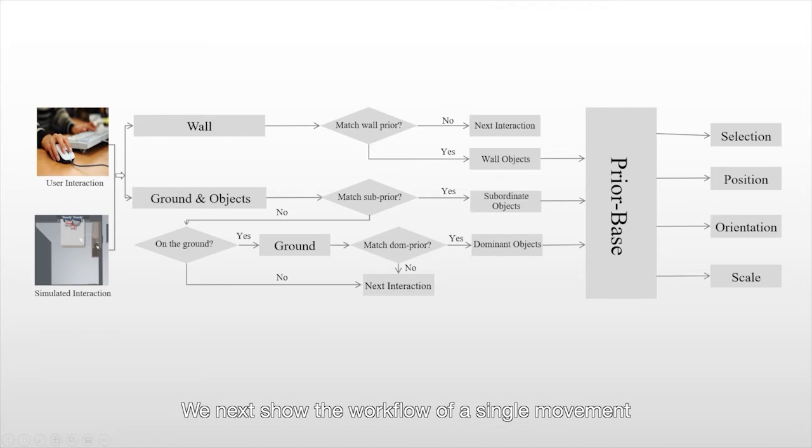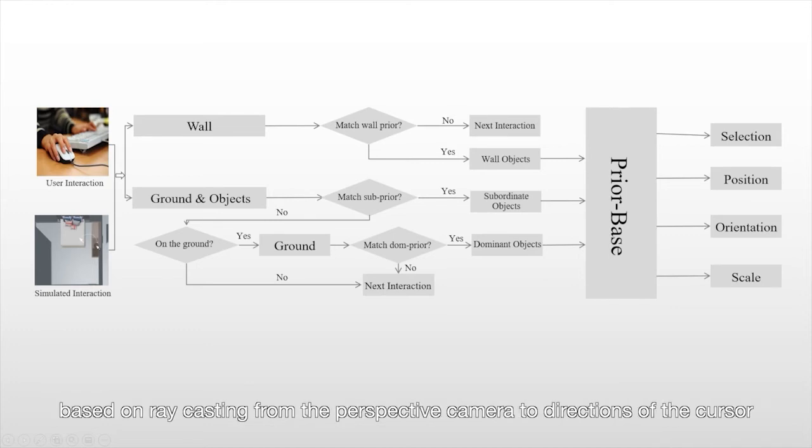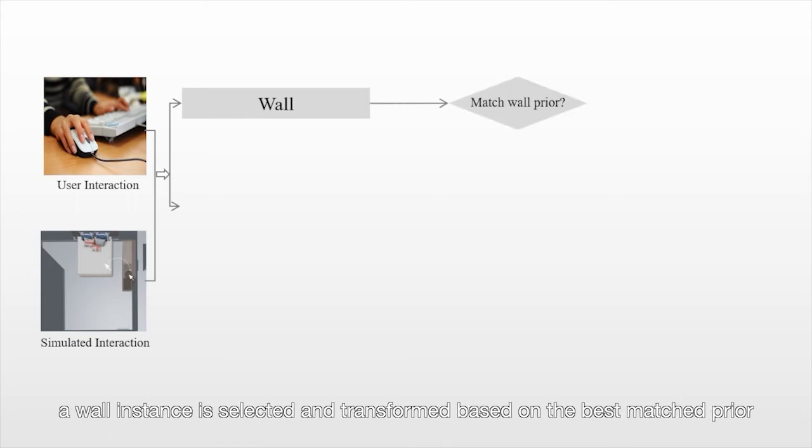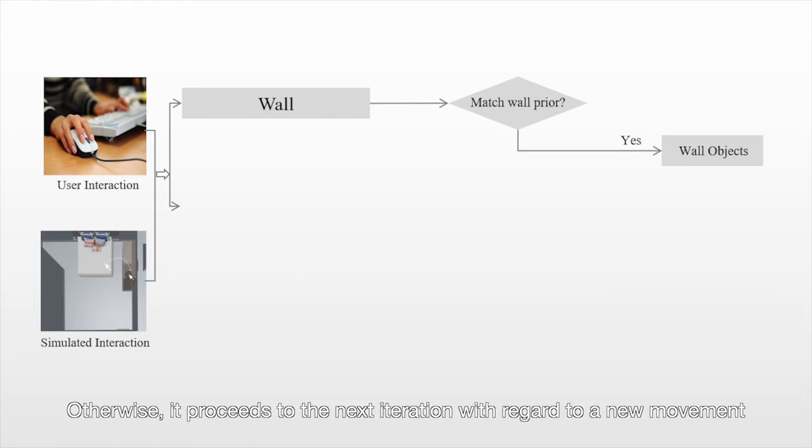We next show the workflow of a single movement. After obtaining a movement of the cursor, we first compute intersected positions based on ray casting from the perspective camera to directions of the cursor. If the intersection falls on walls and matches one or more wall priors, a wall instance is selected and transformed based on the best matched prior. Otherwise, it proceeds to the next interaction with regard to a new movement.